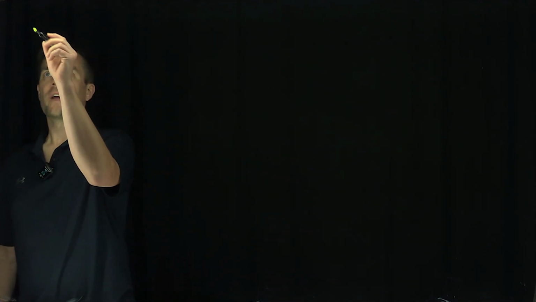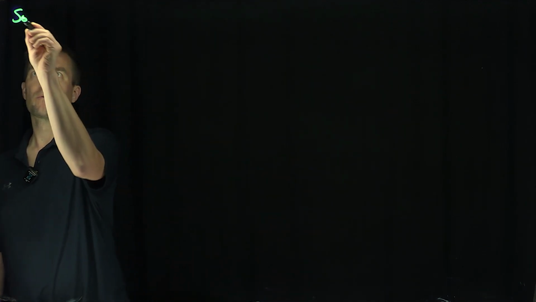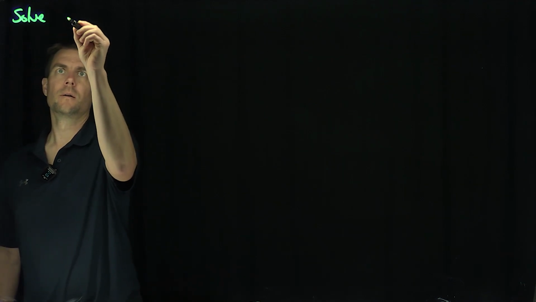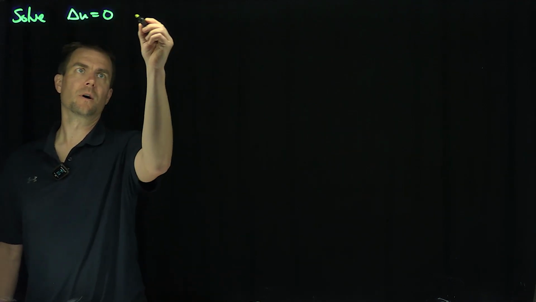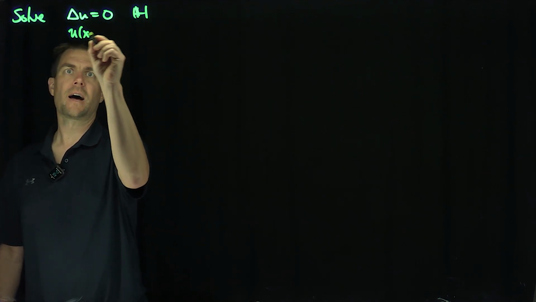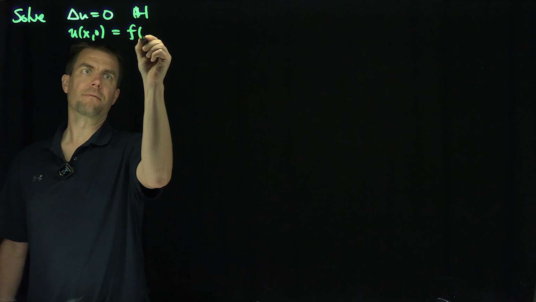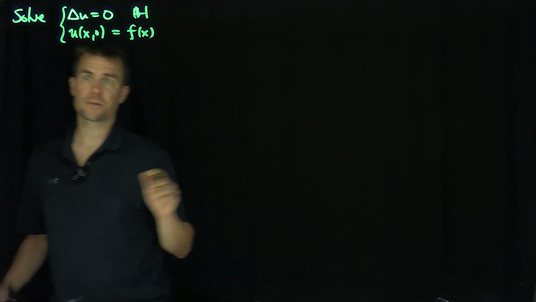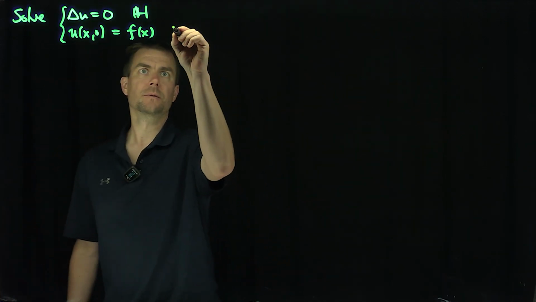Hello students, in this video we'll consider the Dirichlet problem on the upper half space. So we have the upper half space, we want to solve Laplacian u equals 0 on the upper half space, and I want u of x, 0 to be equal to f of x, some known function. That's the Dirichlet problem on the upper half space.